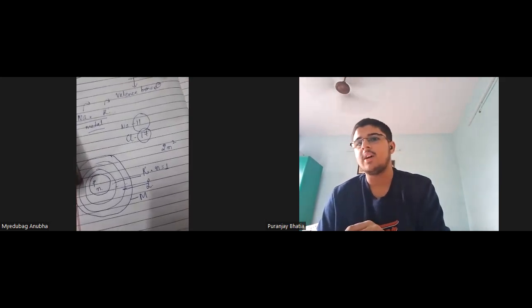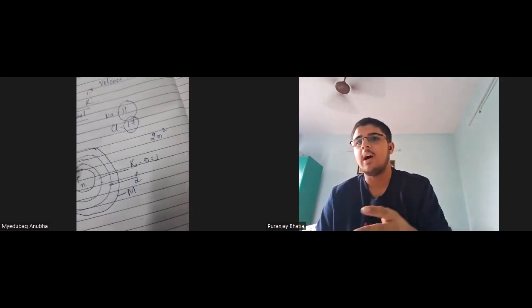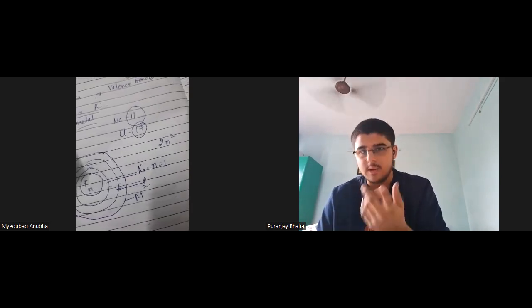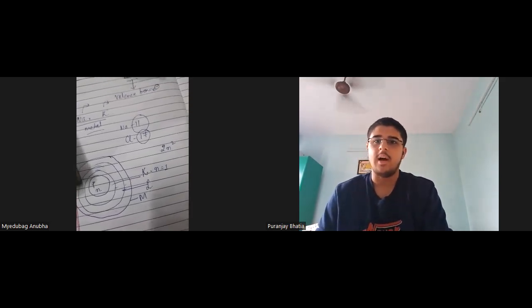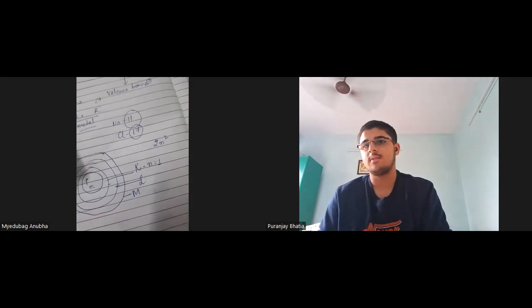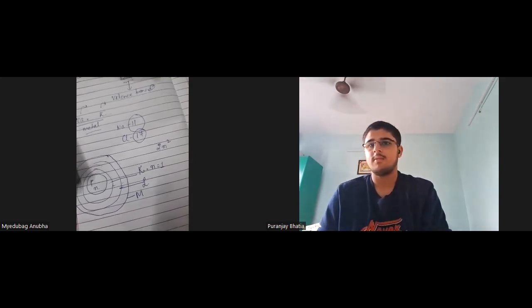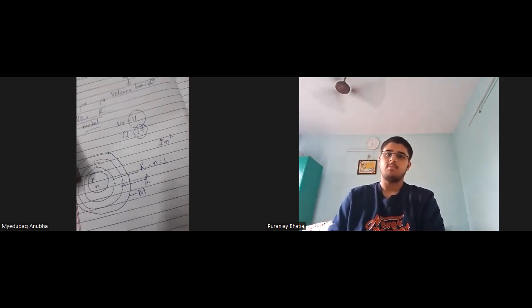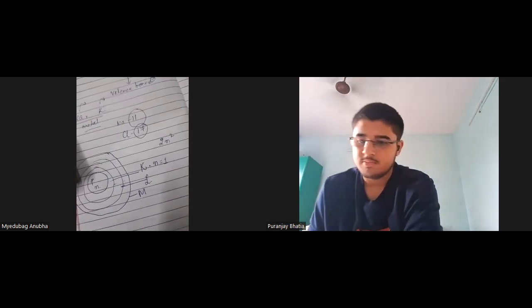Ma'am, my question is, how did this derivation come? Why only 2n? Why not 5n, 4n, 6n, or 3n? It is 2n because there was a scientist, Bohr. In class 9, we have read about the three models. The first model was Thomson's model, the second was Rutherford's model, and the third was Bohr's model.